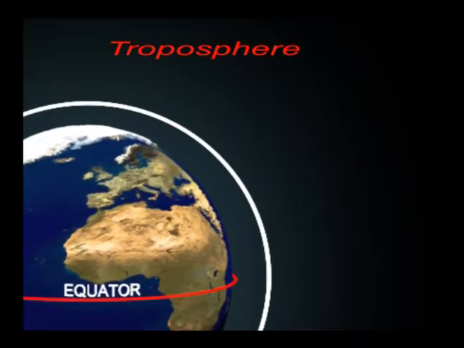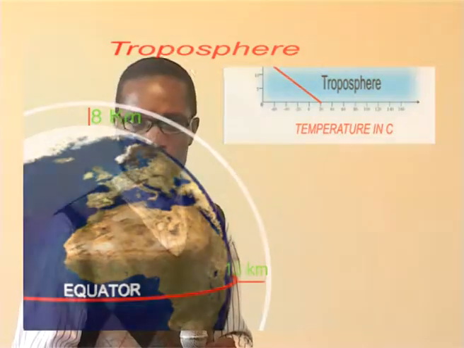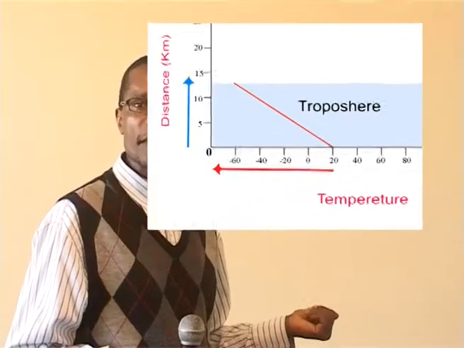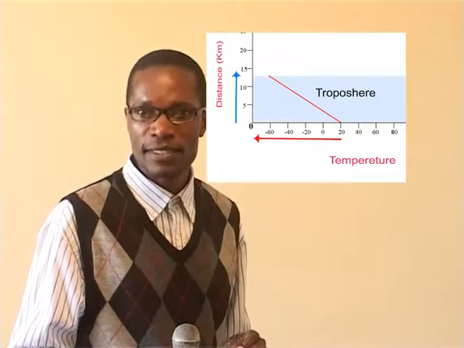This is the lowest level of the atmosphere that extends to a height of 8 kilometers at the poles and 13 kilometers around the equator. It is here that most of the weather-making constituents are contained. This is the only layer of the atmosphere in which living organisms, that is plants, animals, and people, live and breathe freely. Temperature decreases with the increase in altitude, which is referred to as a normal, positive, or environmental lapse rate.